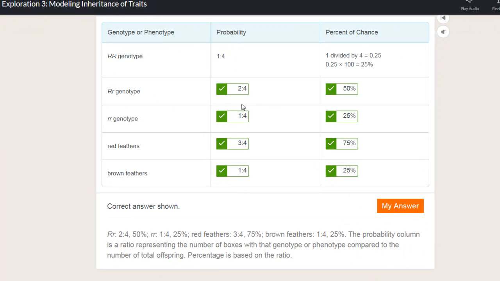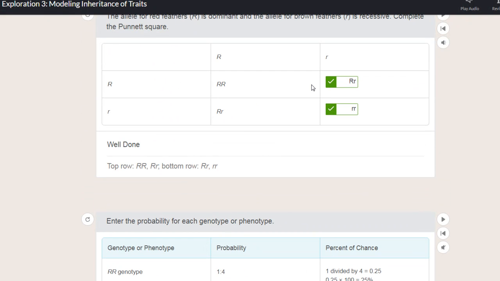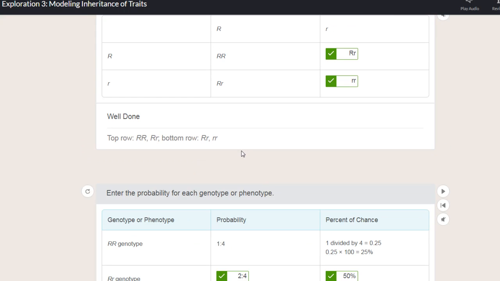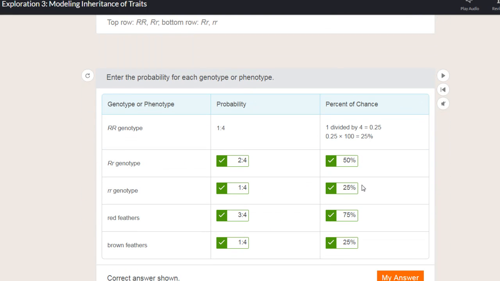Probabilities and percent chance. So in the first column, if we look up above, we have two squares with big R, little r in them out of the 4. So you get a 2 out of 4, and that's a 50% chance. So 2 divided by 4, 50%. We get 1 square out of 4. So 1 out of 4, that is little r, so that's 25%.